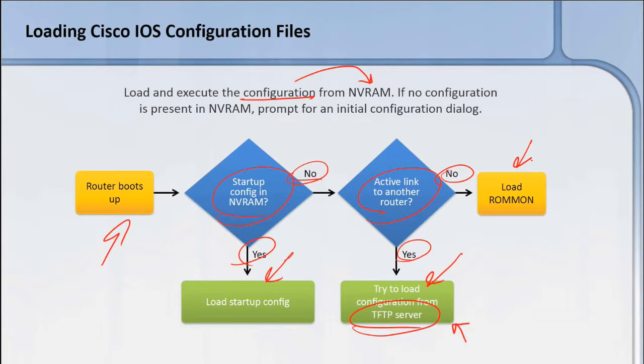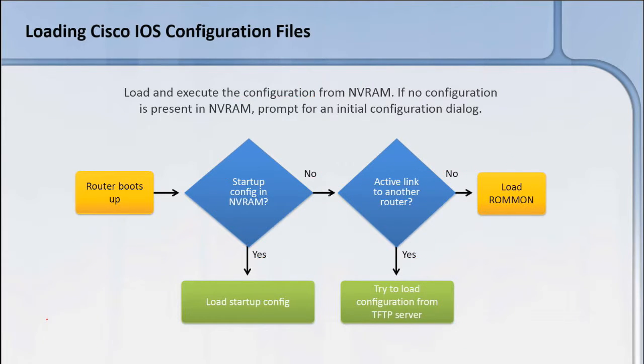So let's see. This isn't really accurate. I was like, wait a minute. So let's run through this and let's talk about some of the confusion that's in this slide. When the router boots up, let's talk about this. Is there a configuration found in NVRAM? Yes, load the startup config. My question is, where's the operating system? So it's more like this.